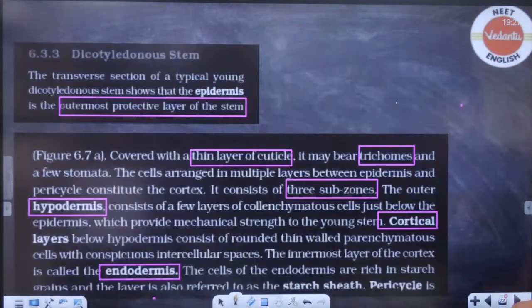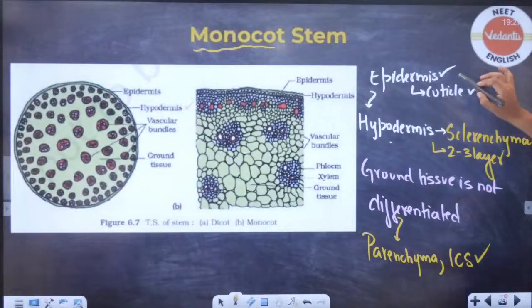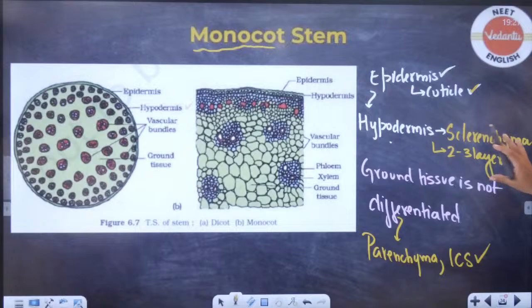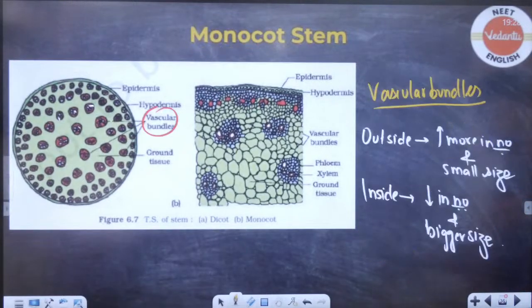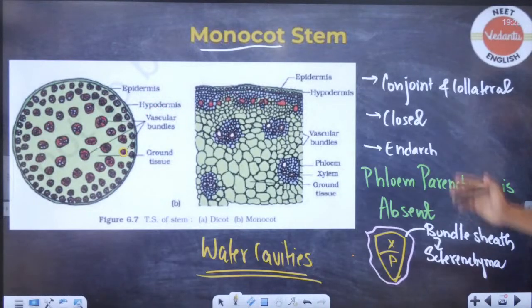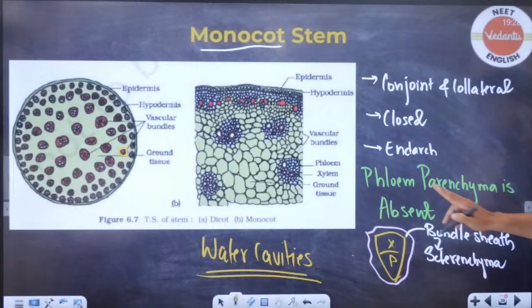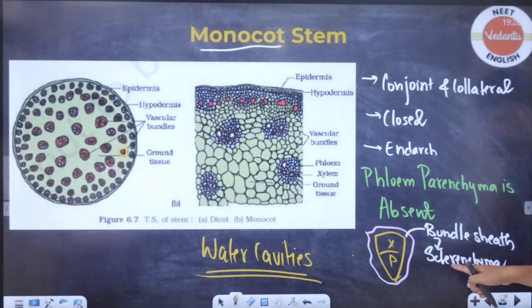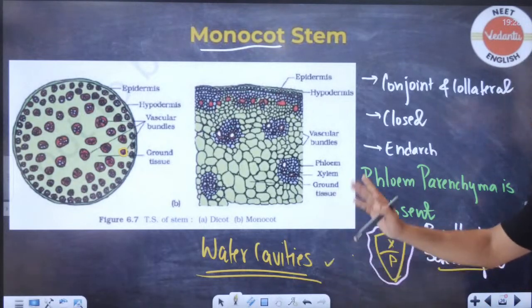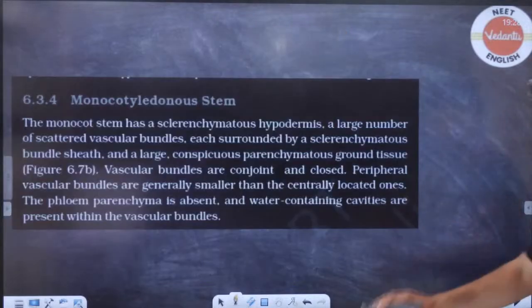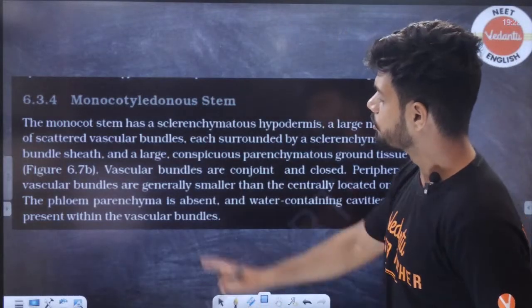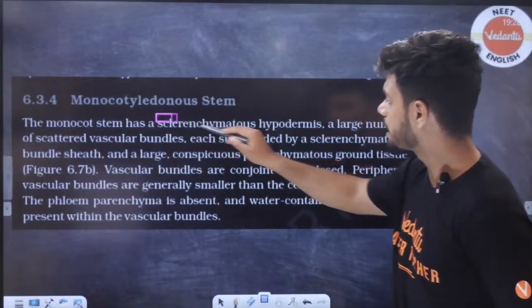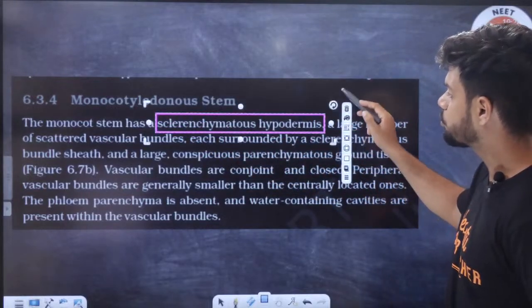So what did we learn right now, students? We learned that the monocot stem has epidermis, cuticle, hypodermis of sclerenchyma, and the ground tissue system is not differentiated. Parenchyma shows intercellular spaces. Outside there is more, inside there is less. Vascular bundles are conjoint, closed, collateral, endarch. Phloem parenchyma is absent. The bundle sheath has sclerenchyma and water cavities are present. The same thing is given in your NCERT. So the monocot stem has sclerenchymatous hypodermis. Why? Because collenchyma is absent.